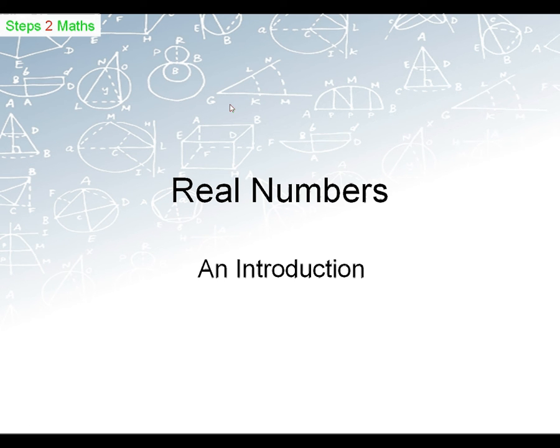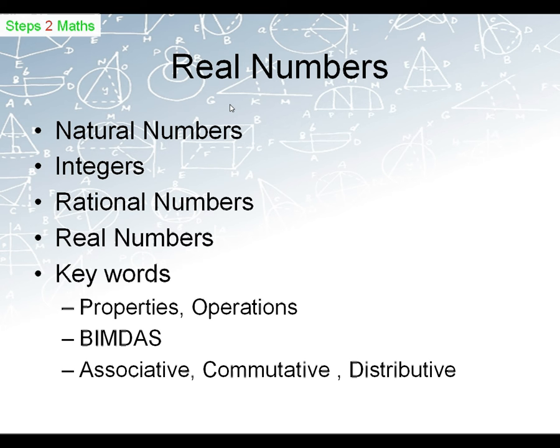In this short introductory video to real numbers, I will be introducing you to what the real numbers are, what they're made of, and some of the terms and keywords that you will be using as you go through this chapter. So the real numbers consist of the natural numbers, the integers, the rational numbers, the real numbers, and some of the terms that you will be looking at as you go through this chapter are properties and operations. You'll be looking at the acronym BIMDAS, and you will be also looking at the words associative, commutative, and distributive.